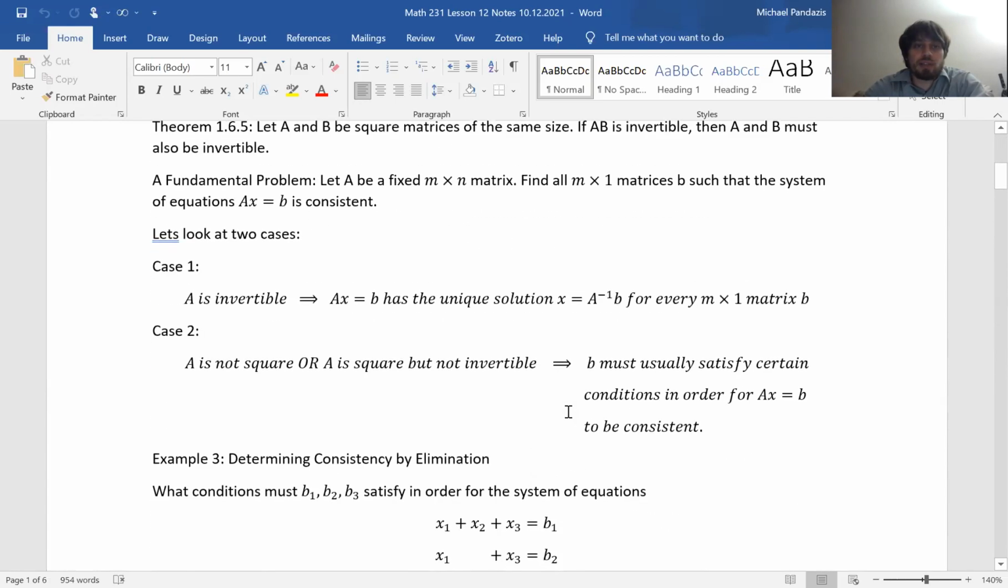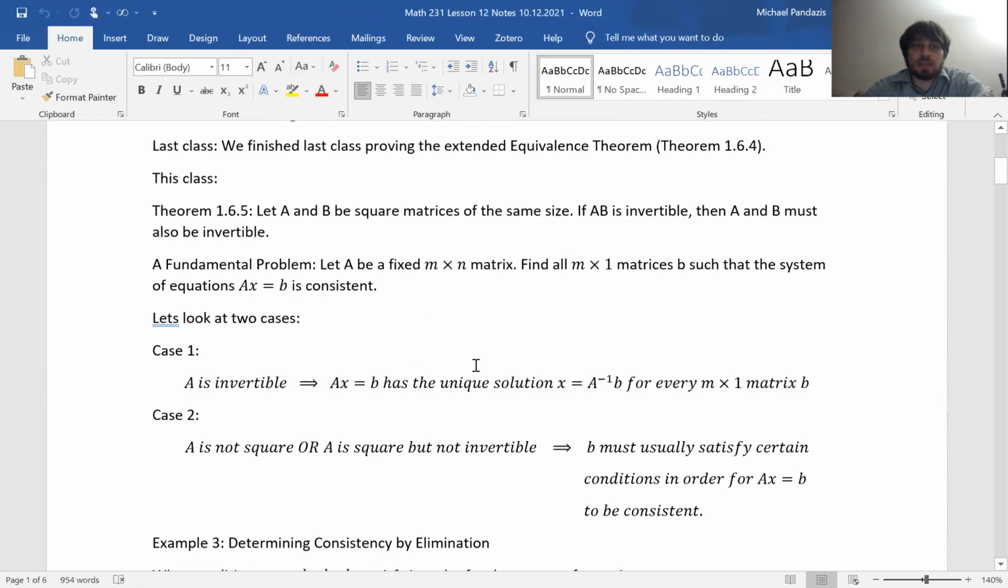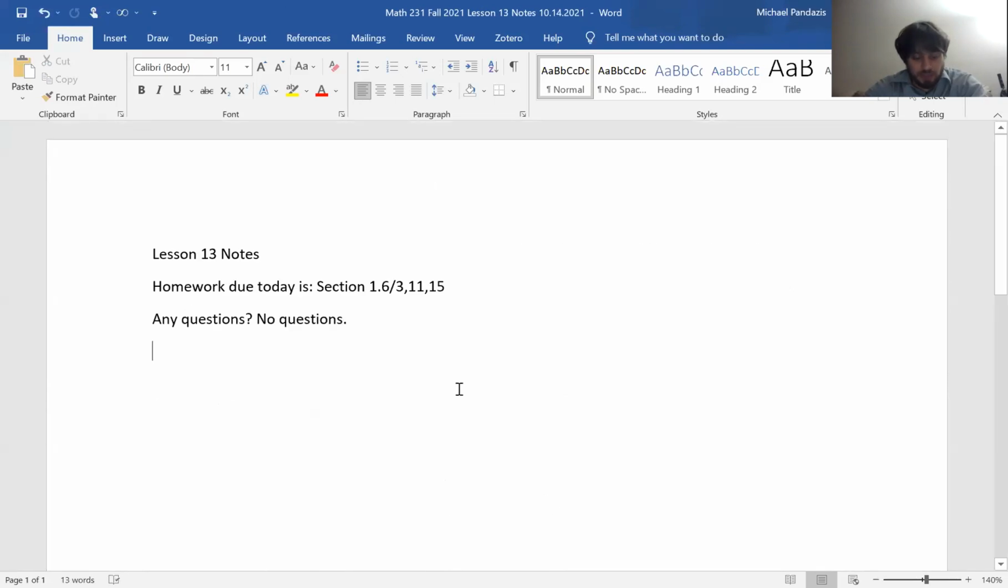And so we found solutions for an equation Ax = b. We want to find all matrices b, m by 1, such that the system Ax = b is consistent. Okay, so we talked about a bunch of things, and so we're just going to continue.